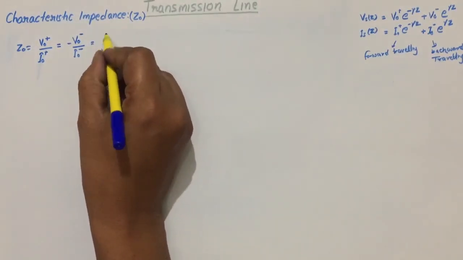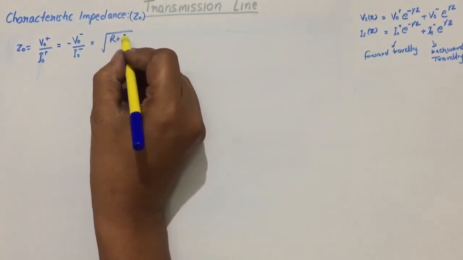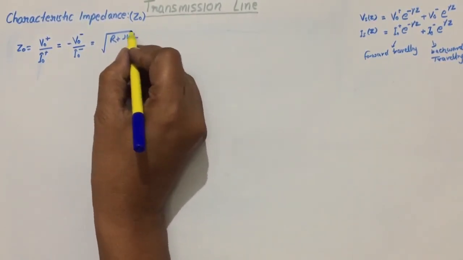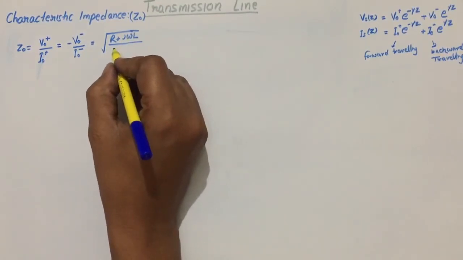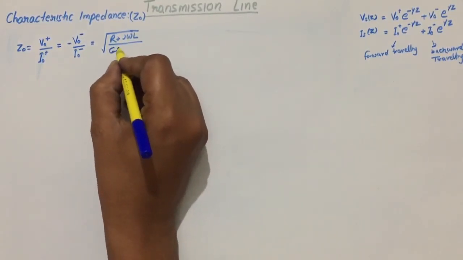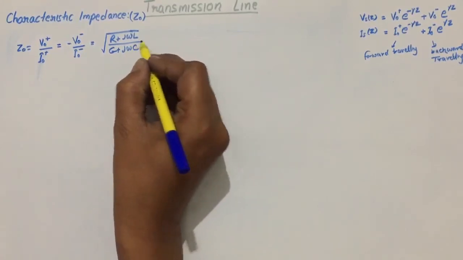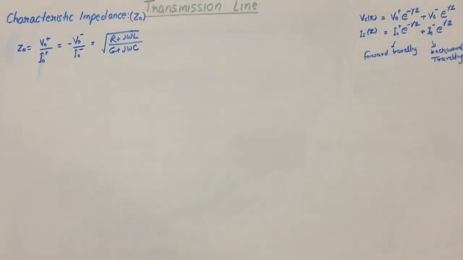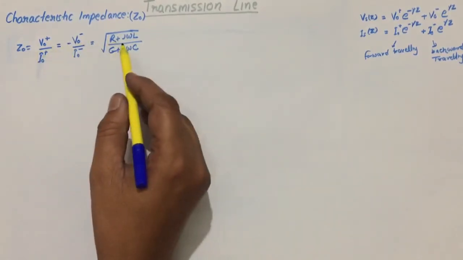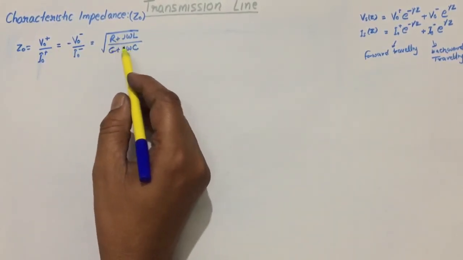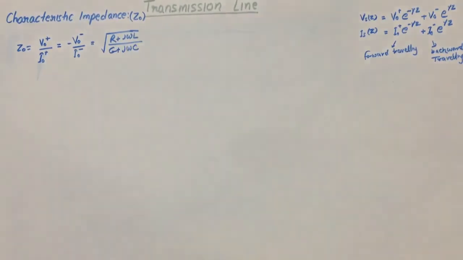And it can be further written as square root of R plus j omega L divided by, related to current, that is G plus j omega C. So this is the characteristic impedance in terms of primary constants.